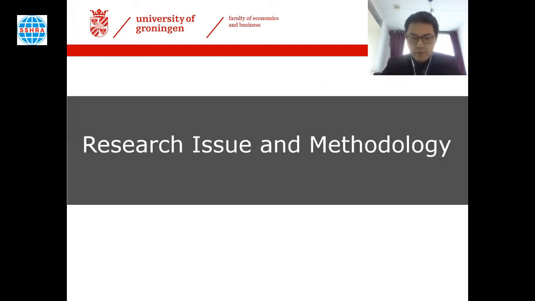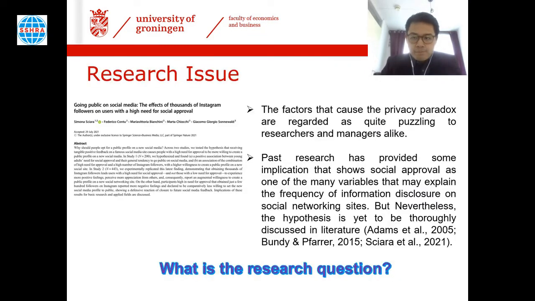So we will move on to the part of research issue and methodology. For the research issue, it's basically that the factors that cause the privacy paradox are still regarded as quite confusing and puzzling to researchers and managers. Past research has provided some implication that social approval may be one of the causes that explains the frequency of information disclosure. But nevertheless, this hypothesis is yet to be thoroughly discussed in literature.